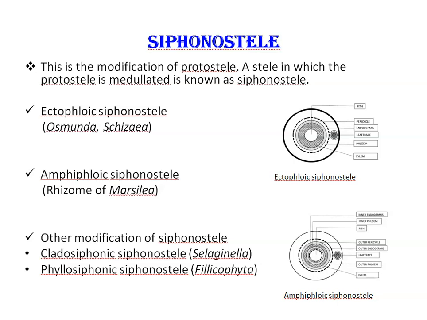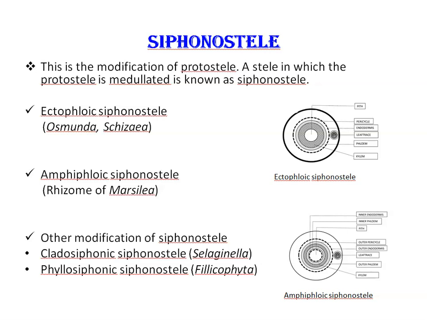Then, on the basis of branch and leaf gaps. Leaf gaps are? Leaf gap means when stele of the stem was connected with that of the leaf by a vascular connection. This is known as leaf trace.